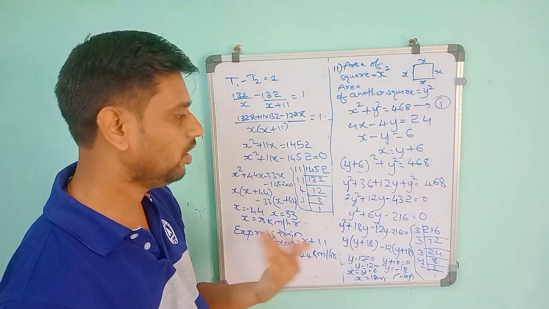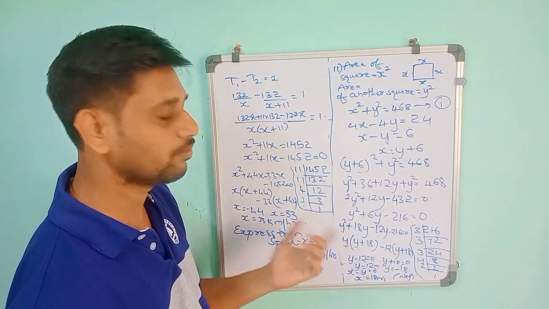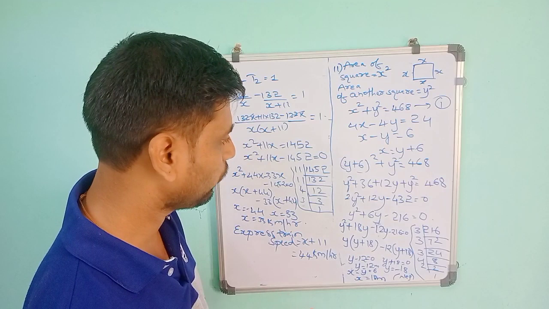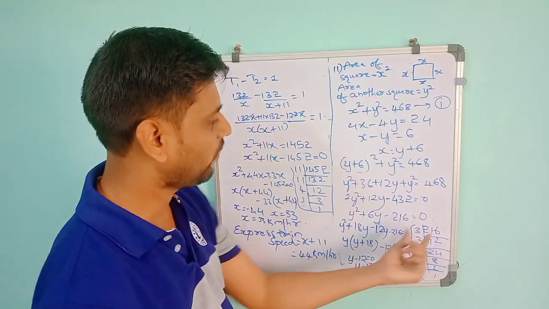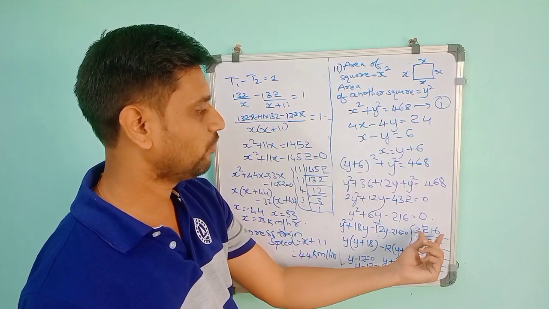Or you can do it with the quadratic formula also, that is minus b plus or minus root of b square minus 4ac by 2a, but it takes a long step. So this step is easy. You only have to factorize the value of the product number.